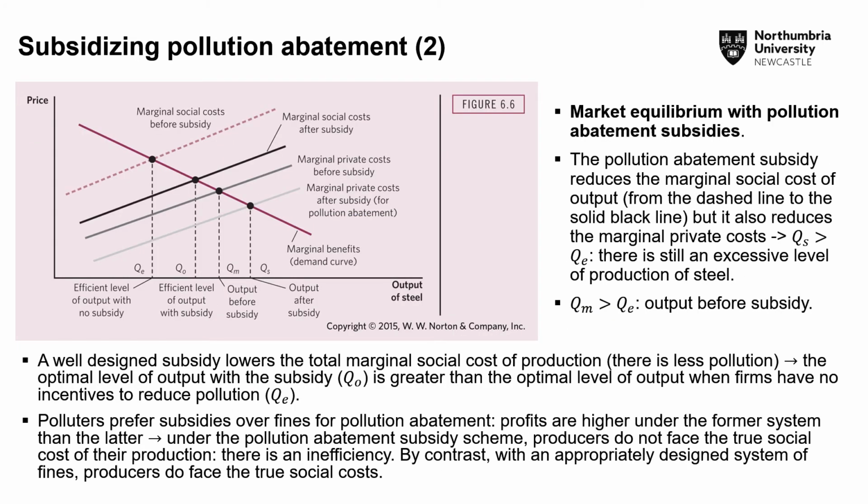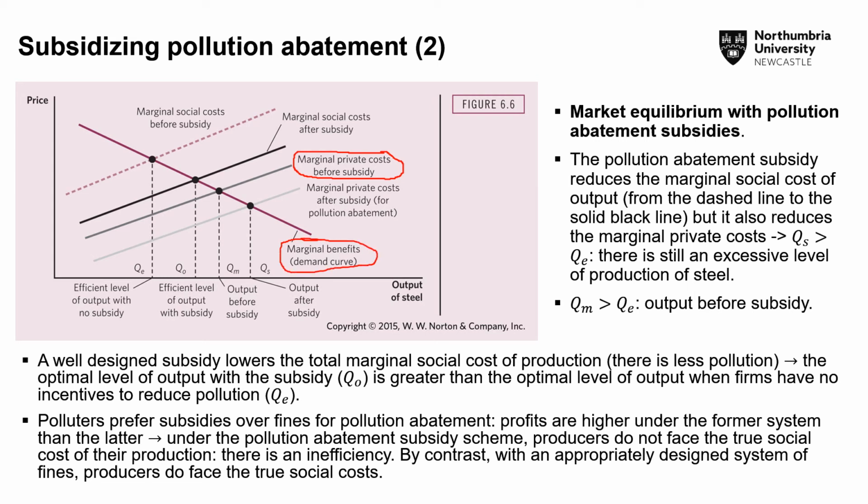Let's look at this in terms of a marginal cost analysis and a marginal benefit analysis. I want to remind you, hopefully you remember this from previous courses, that the marginal private cost curve is essentially the supply curve. So think about it this way: this is the marginal private cost before a pollution abatement subsidy is provided by government, and this is the marginal benefit curve.